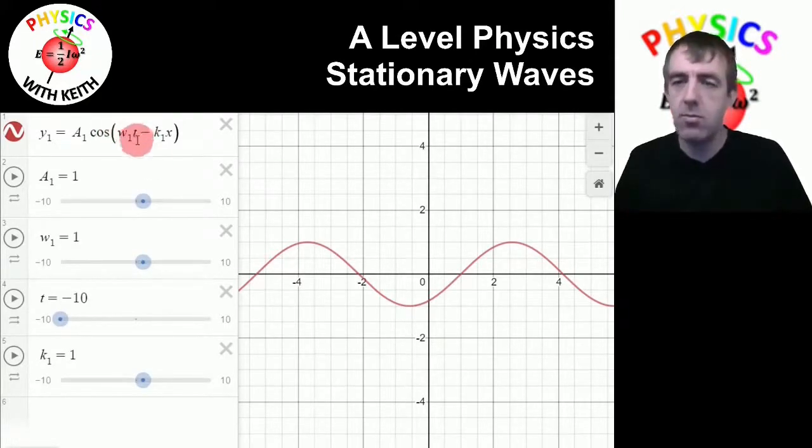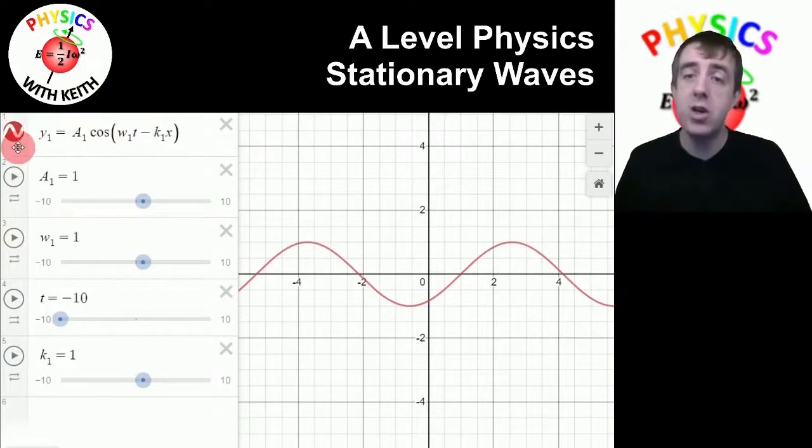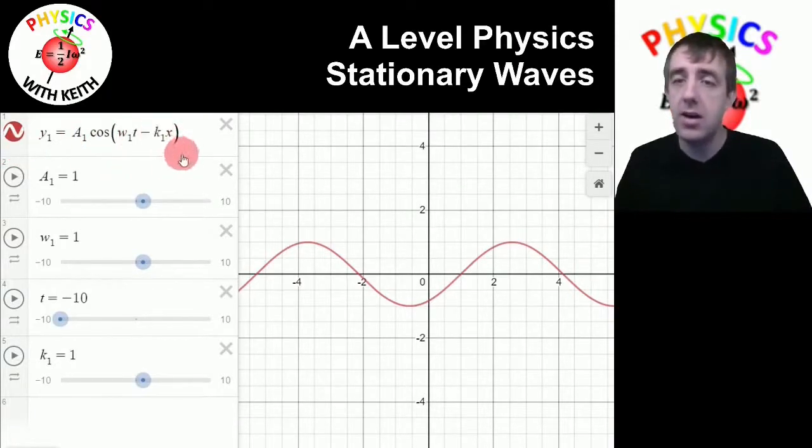t is the time. So you can see this wave has a temporal component to it. That is to say that the displacement changes as a function of time. We then have k. k is the wave number. That's equal to 2 pi divided by the wavelength. x is the position in the x direction of this wave. So you can see that the displacement is also dependent on where along the wave you look.